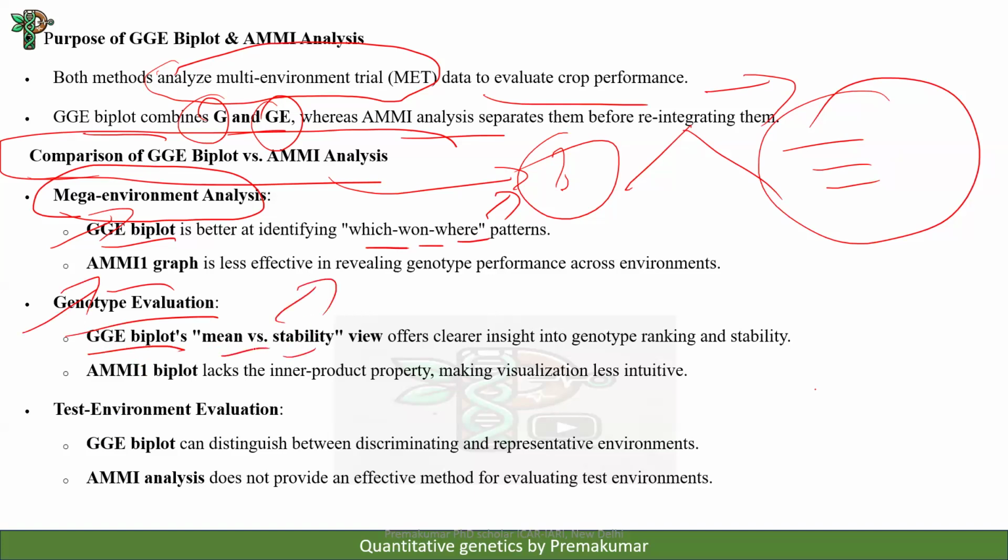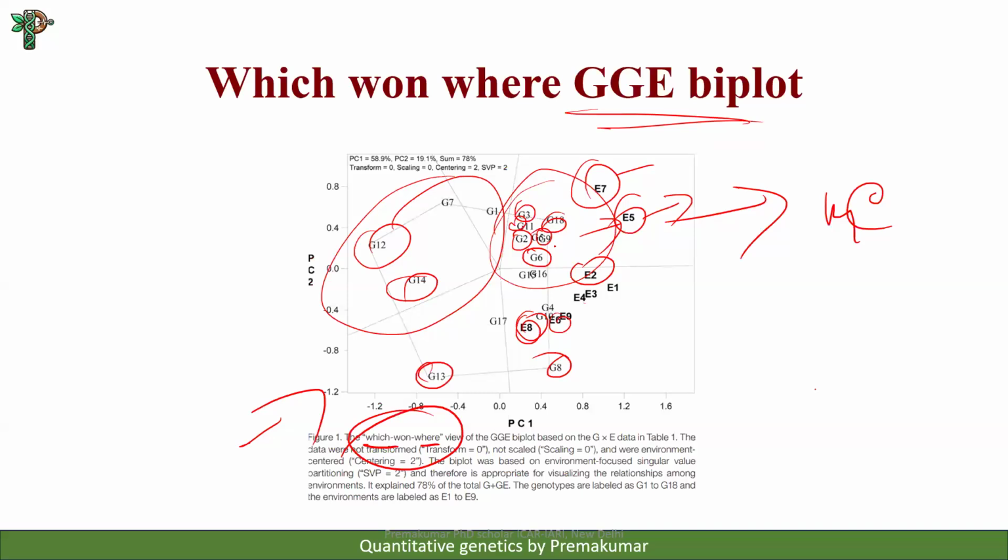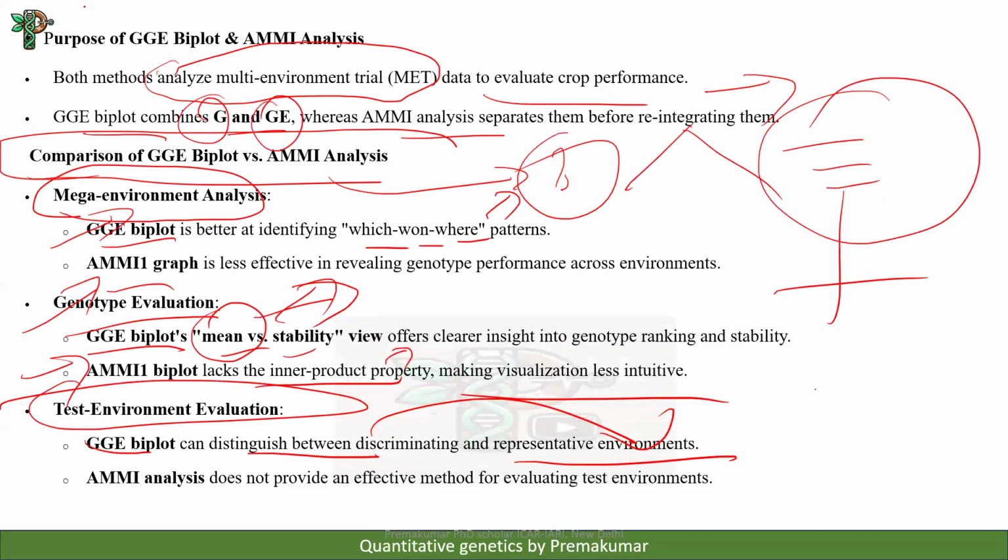We can view the mean value of the genotype and how much stability of the genotype in the graph. But in the AMMI plot, it is an inner product property, so its visualization is very difficult. And if you want to analyze the test environment, the GGE plot distinguishes between discriminating and representative environments. It can create the representative environment, and which environment is best to test your genotype can be analyzed from the GGE plot. But from AMMI analysis, we can't do that. It's very difficult to do that.